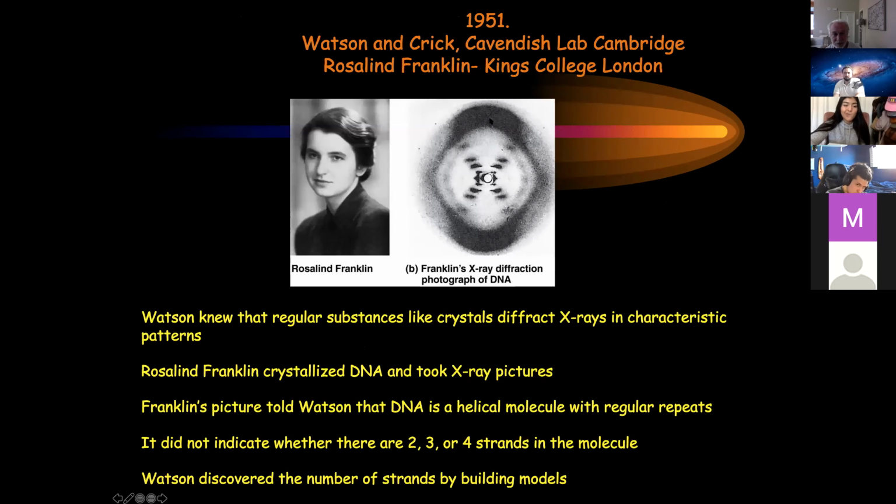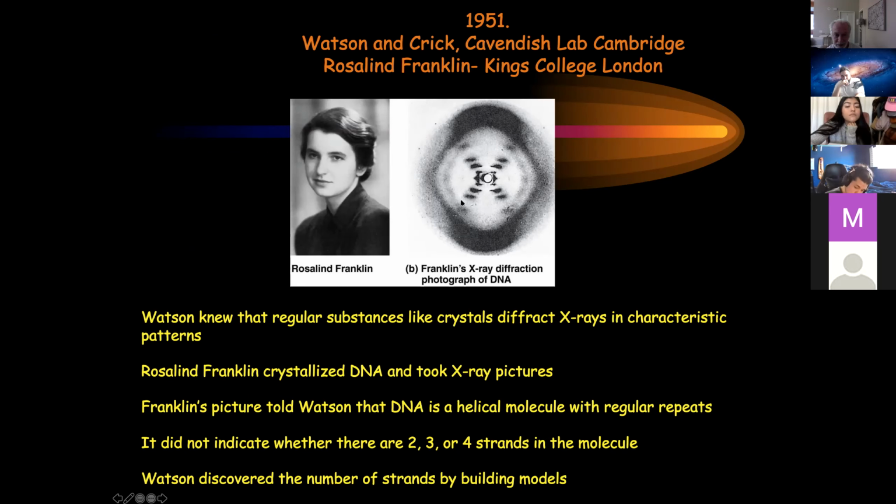So in 1951, Watson and Crick were at the Cavendish lab, and Franklin was at King's College. And Watson and Crick knew that Rosalind Franklin was an expert in X-ray crystallography. It was very difficult in those days to make a crystal of DNA, but she knew how to do it. And she knew how to shine X-ray beams on it and get a diffraction, which you see in this picture here.